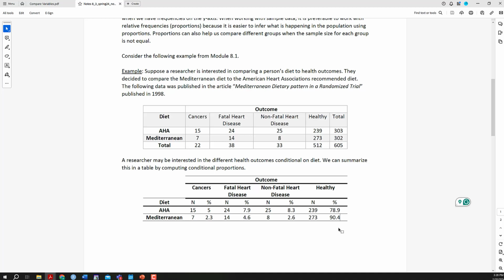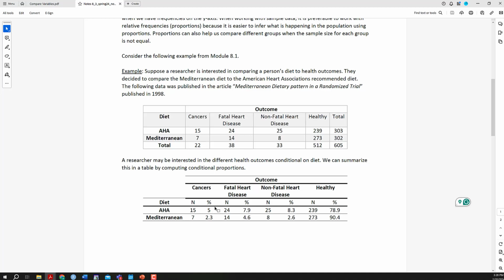What this allows us to do is look across diet, and if we see that the percentage of the outcomes for each of the diets is about the same, then that would tell us that there's no association between diet and outcome. In other words, whether you're on the AHA diet or the Mediterranean diet, your outcome would be the same, or the percentage of people for each of the outcomes are the same.